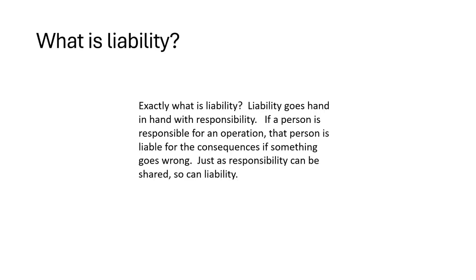This brings us to liability. What in the world is liability? This paragraph here is taken completely from the IRM, and it says that liability goes hand in hand with responsibility. So if a person is responsible for an operation, that person is liable for any of the consequences that could happen when something goes wrong. Just as responsibility can be shared among people, so can liability. So the takeaway here, I think, is that if you had any responsibility with the jump when something goes wrong, then you may also be liable.